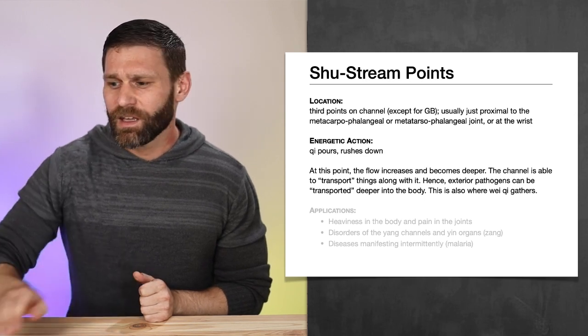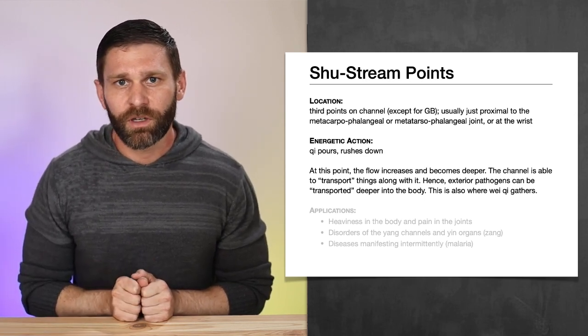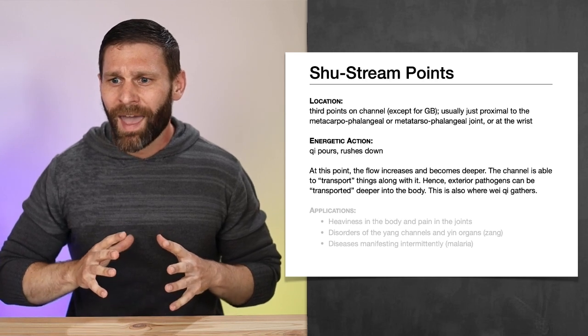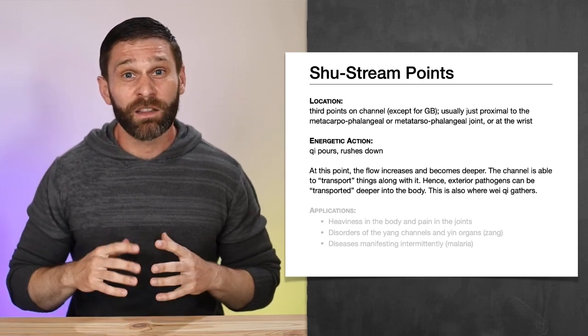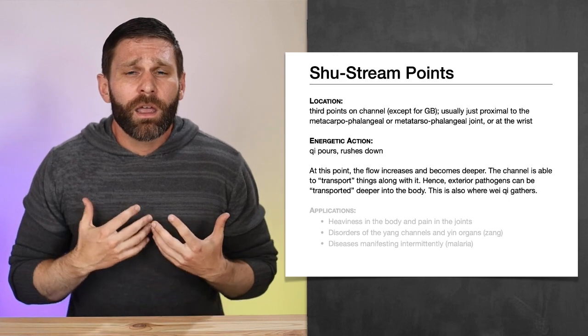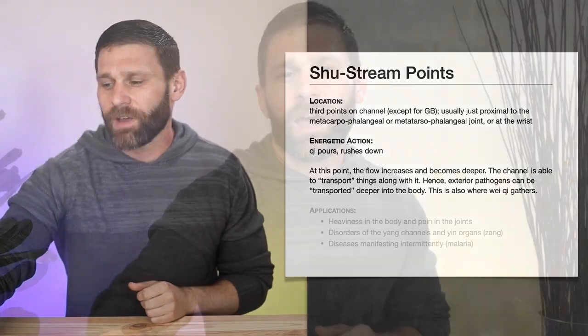So that's a thing that gets mentioned in Maciocia, where he says pathogens get transported deeper in the body. This is where the Wei Qi gathers. And so that's an interesting fact, and that may come up on a test. I've seen some people ask questions about that, about where does the Wei Qi gather? Well, it gathers at the Shu stream points. Honestly, I'm not sure if that has a lot of clinical application. When we start looking at the point functions, the fact that the Shu stream points are where the Wei Qi gathers doesn't really come up.